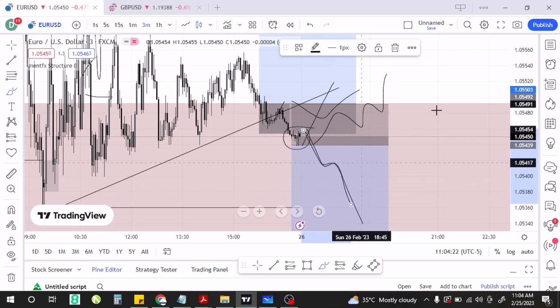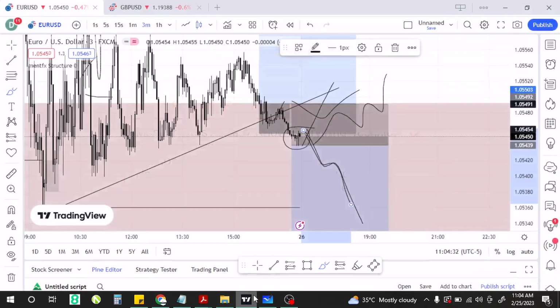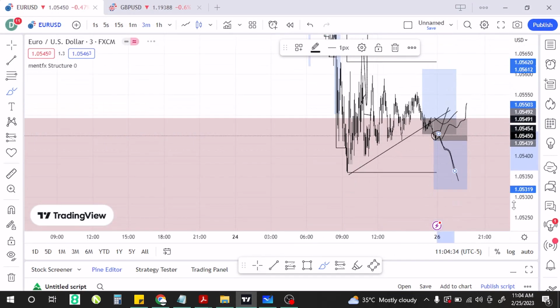Now the other loss is the loss that is not in line with your strategy. Now how can you avoid such losses, if I may say? Now you can see how to avoid random losses. The first thing is to show up to analyze. Now what does that mean?